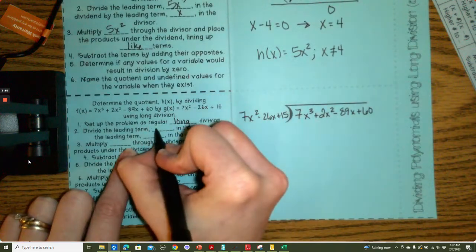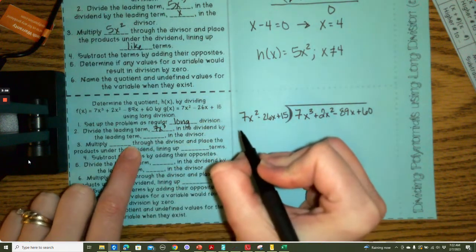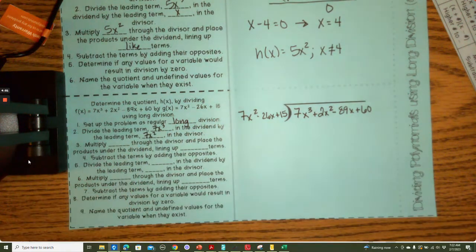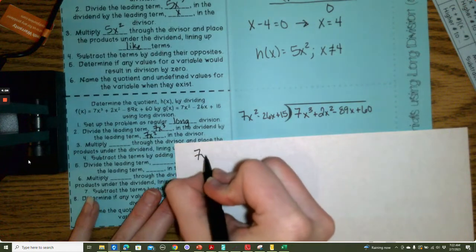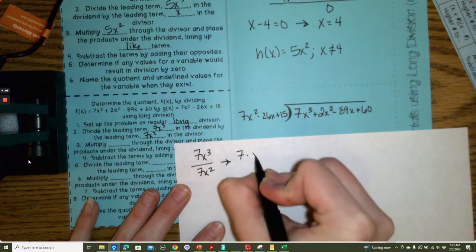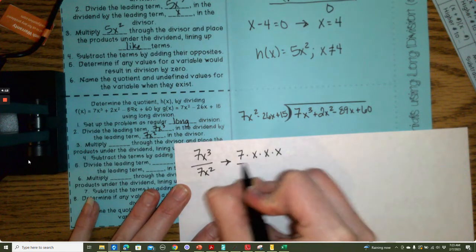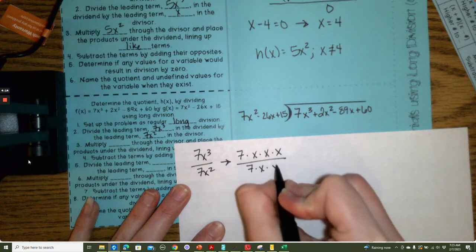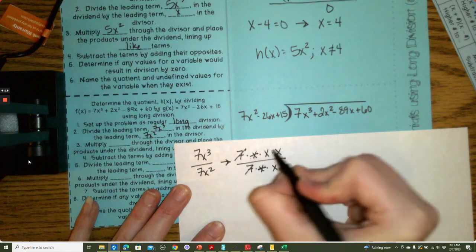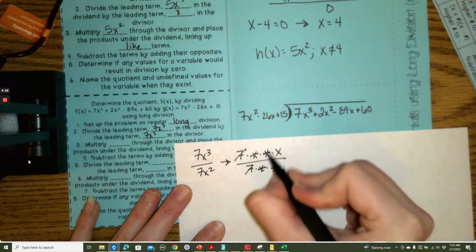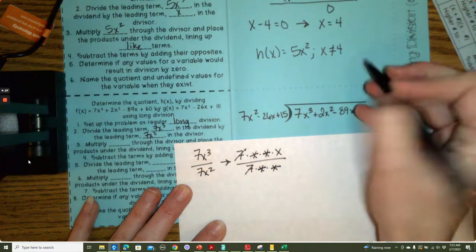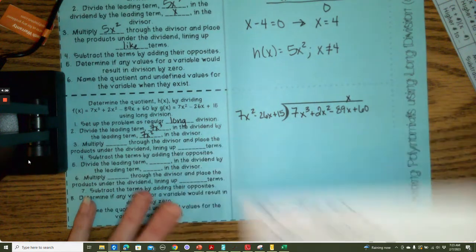Okay, so divide the leading term, 7x cubed, in the dividend by the leading term, 7x squared, in the divisor. So again, we're doing 7x cubed divided by 7x squared. We can break it down, 7 times x times x times x divided by 7 times x times x, and then start canceling. So the 7's cancel, this x cancels, this x cancels, and I'm left with a single x. And you line it up over like terms. So I would put that x right there.